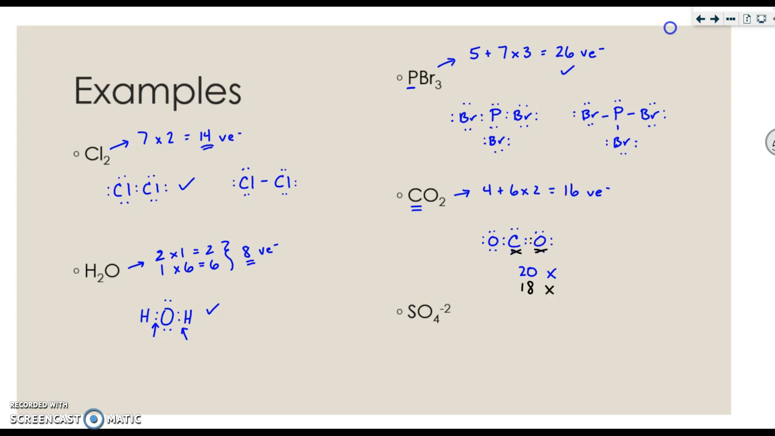I'm going to now move more dots to the middle. So these are going to go away. Those are going to go away. I'm going to put the dots in here. And when I recount, I am now at the correct amount, which is 16. So my correct structure for carbon dioxide should look something like this.